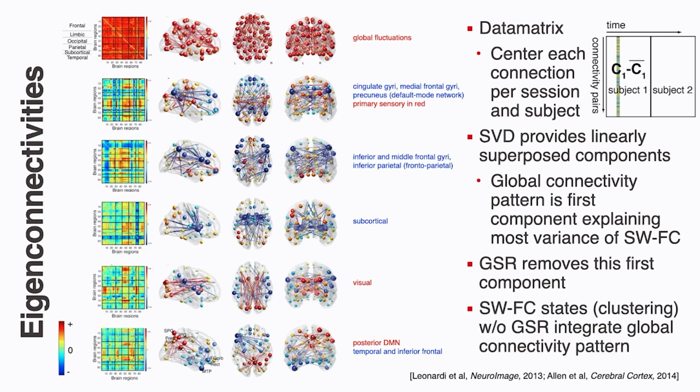I think that's probably the reason that in most sliding window functional connectivity methods that go for states, so that apply a clustering instead of an SVD, they do global signal regression, because otherwise, obviously, this will become a major confound in your dynamic FC states.